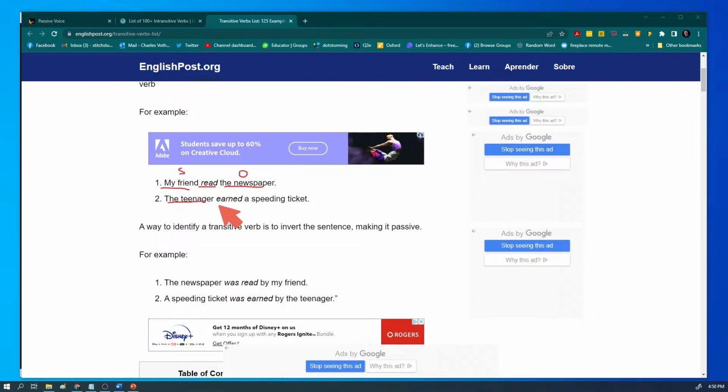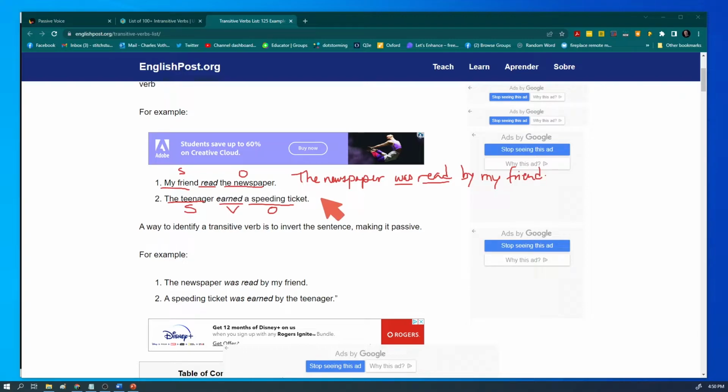The teenager earned a speeding ticket. We have subject, verb, and object. With transitive verbs, we can change this to passive voice. I can say, the newspaper was read. So here's the verb to be in the past. Read, past participle is irregular, so it stays the same, by my friend.